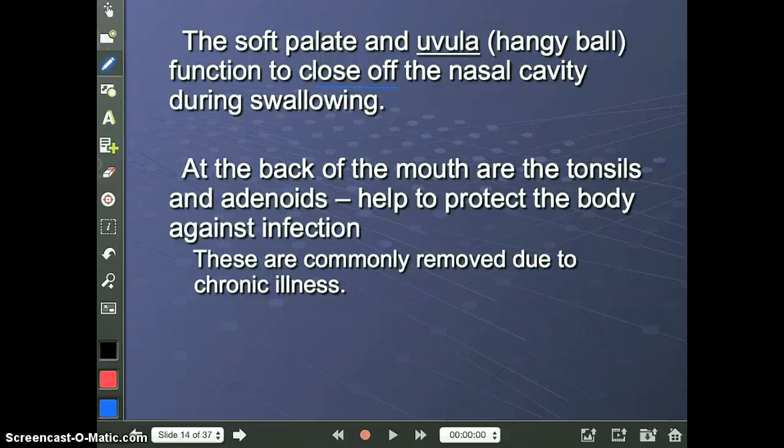In the posterior region of the mouth, there are also some tonsils. Tonsils are going to be there to help us fight off some immune response, and help protect against infections.